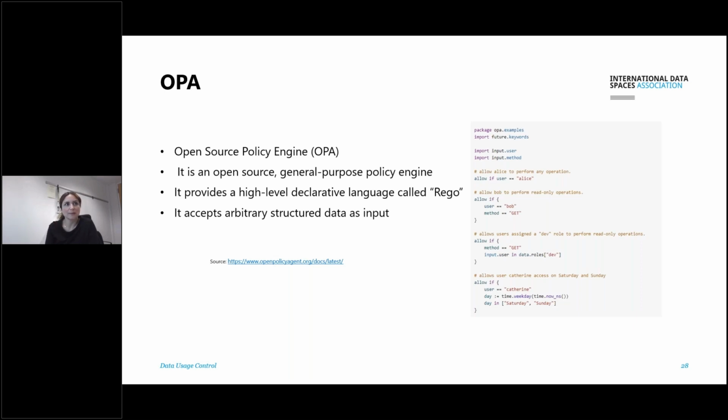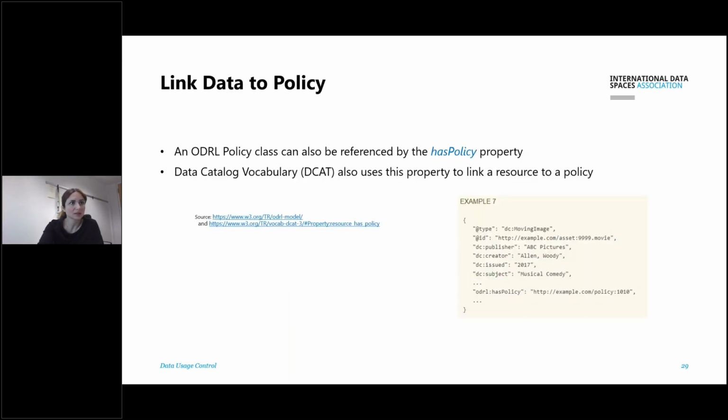For example, you can say allow usage of data or access to the data if user is called Alice. Allow if user is Bob and the method is get. Allow if method is get and if the user has the role dev, like it's a developer, for example, and so on. So we saw how different technologies have their own policy languages, and how then a policy transformation would be needed when we want to use those technologies.